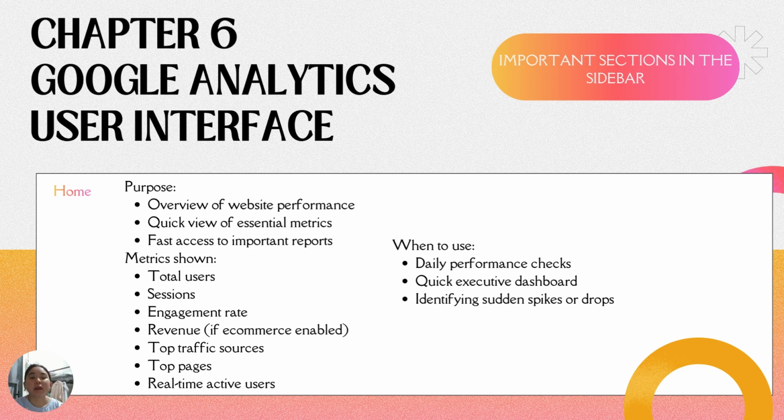So in the home, the purpose is an overview of website performance, a quick view of essential metrics, and fast access to important reports. The metrics shown are total users, sessions, engagement rate, and so on. The way to use it is daily performance checks, a weekly executive dashboard, and also identifying sudden spikes or drops.